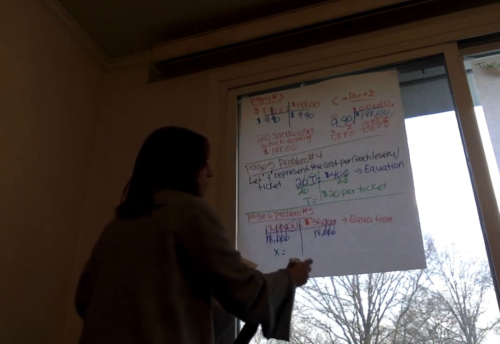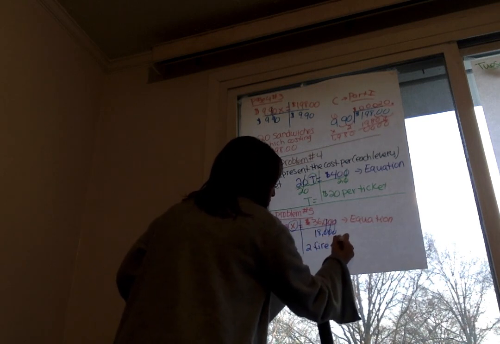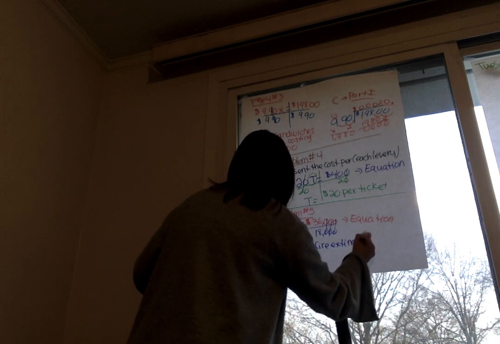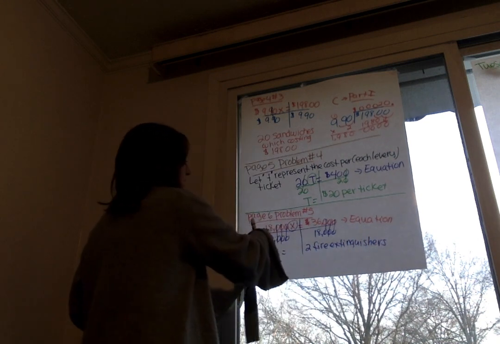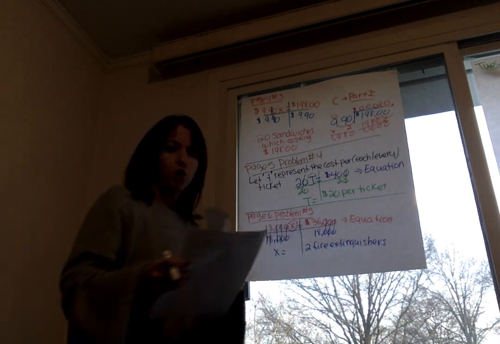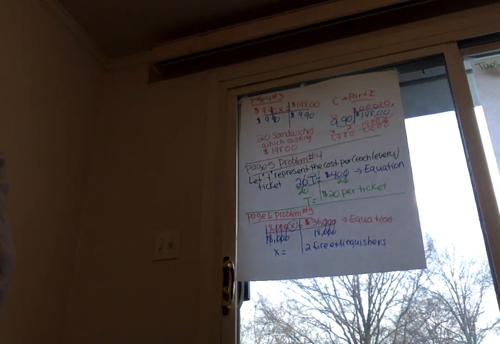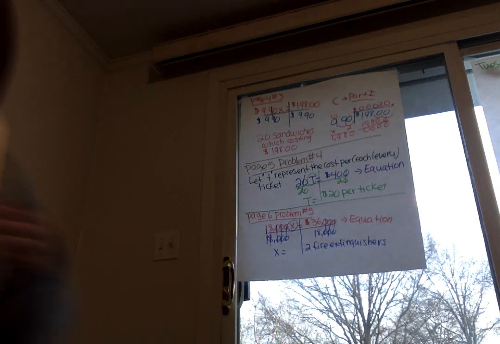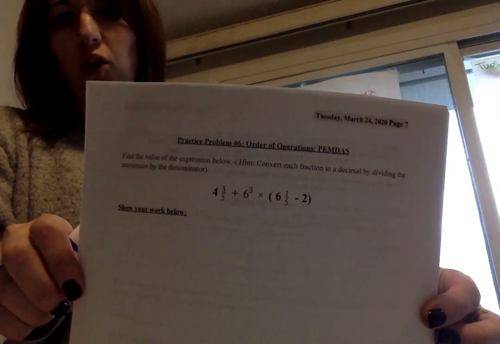And 36 divided by 18 would be 2 fire extinguishers, would be actually the answer because 18,000 times 2 is 36,000. And that is the answer to page 6, problem number 5. Okay. We're going to actually go over page 7 now. That looks like this. It's actually a PEMDAS question, okay?